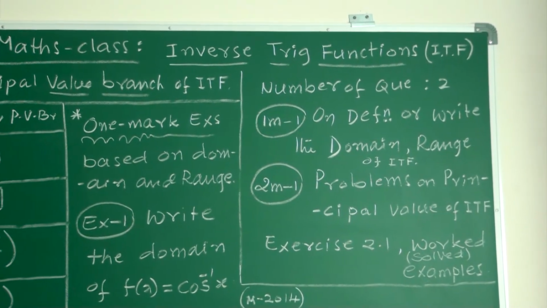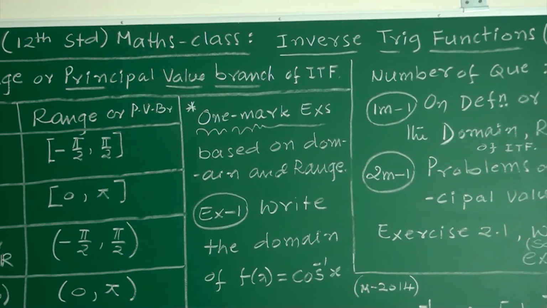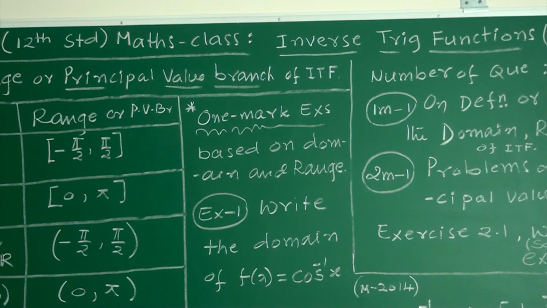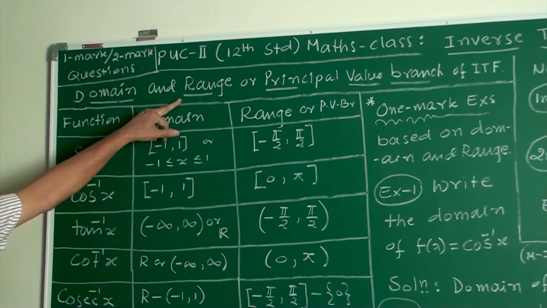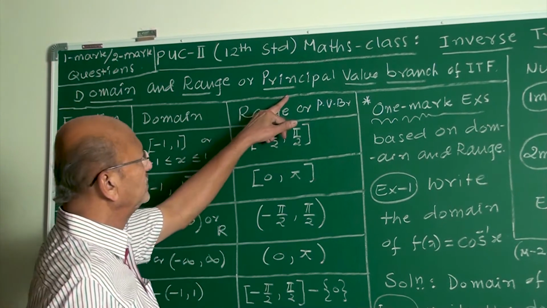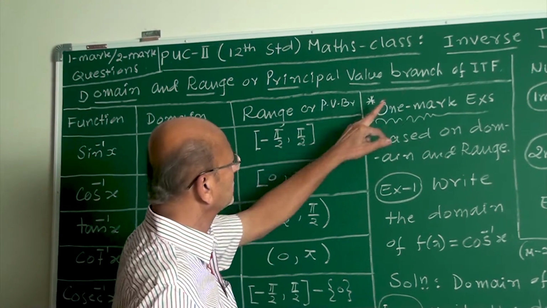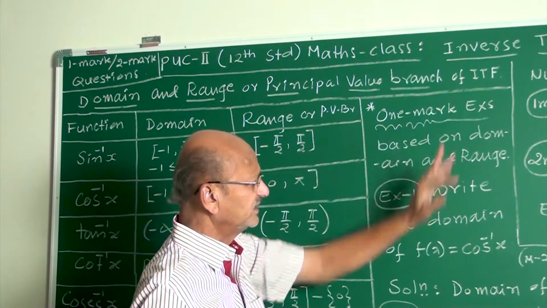Yes. What is the first question? The first question is on domain and range of ITF. So I will give the theory part of it. This is domain and range. This range is also called by another name, principal value branch. Principal value branch of ITF.